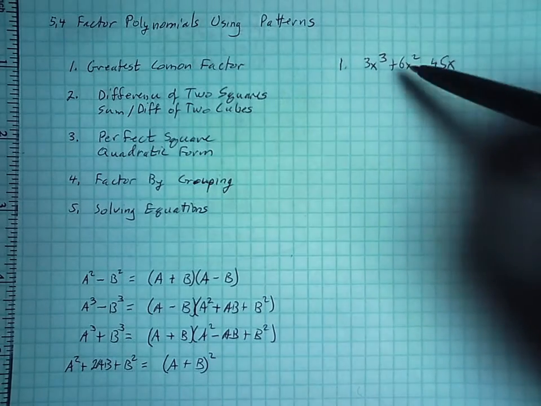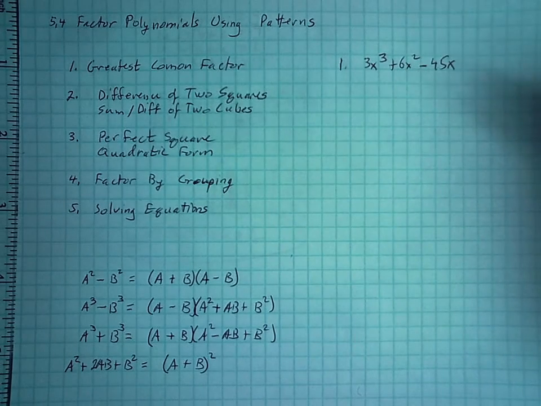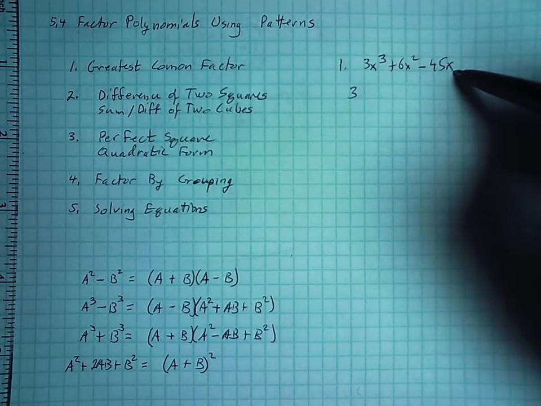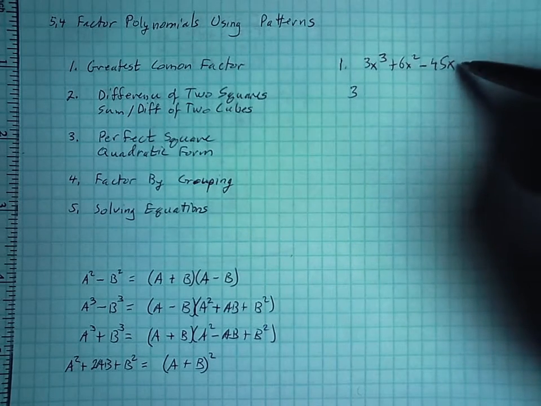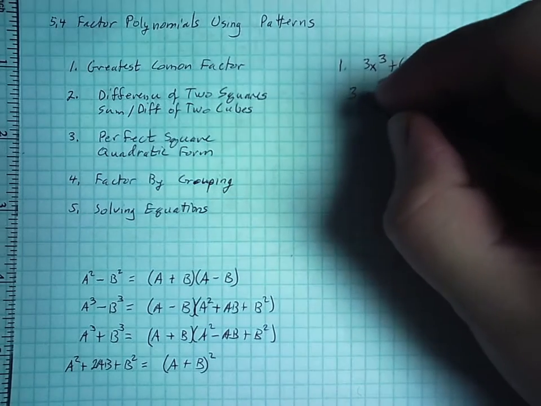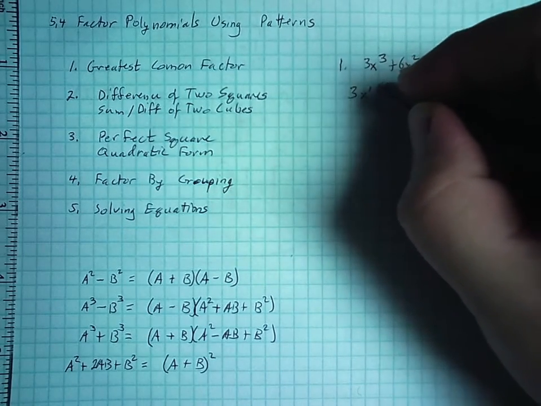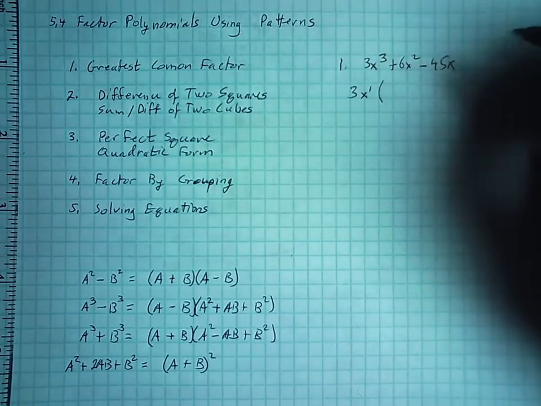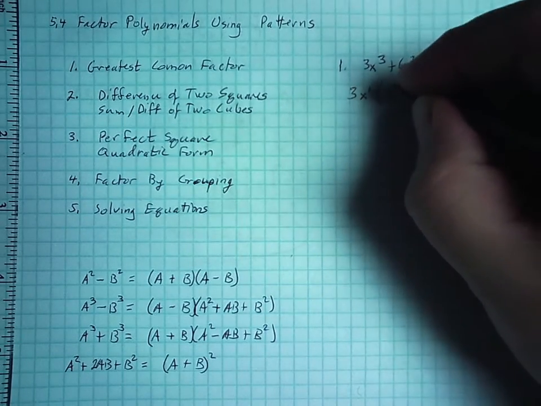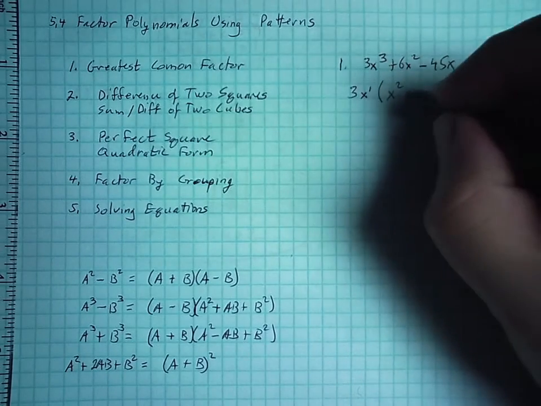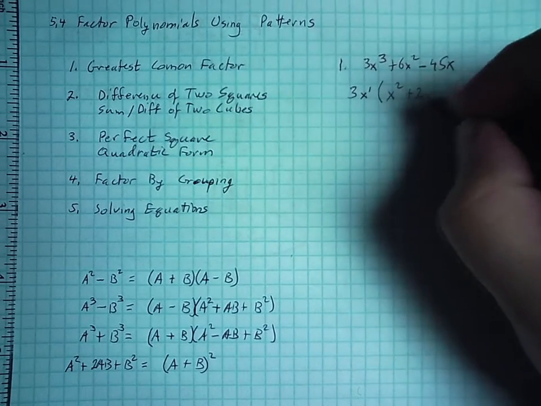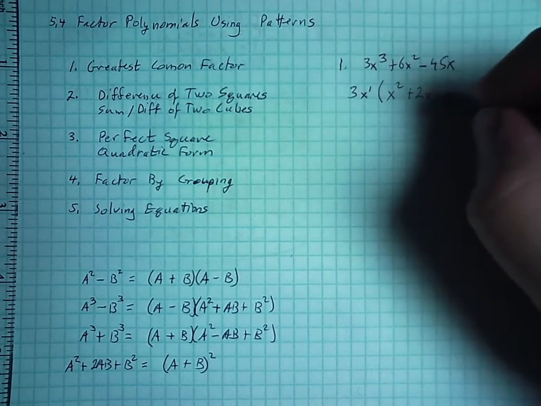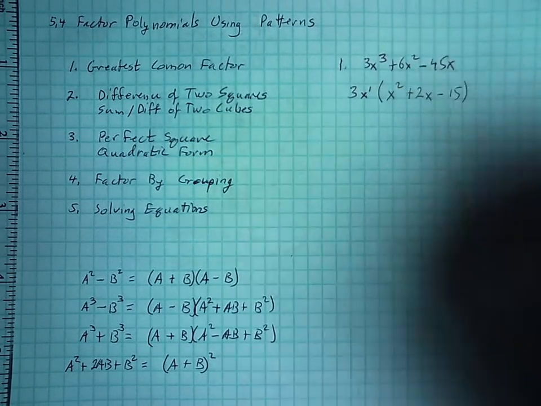So I'm looking through: 3, 6, and negative 45 are all multiples of 3. And all these terms have at least x to the first in them. This one only has x to the first, so we can't factor out more than x to the first without creating fractions anyway. When I divide 3x cubed by 3x, I will get just x squared. If I pull 3 out of here, it leaves behind a 2 and an x. And when I divide this by 3x, the x's cancel, and I've got only 15 left.